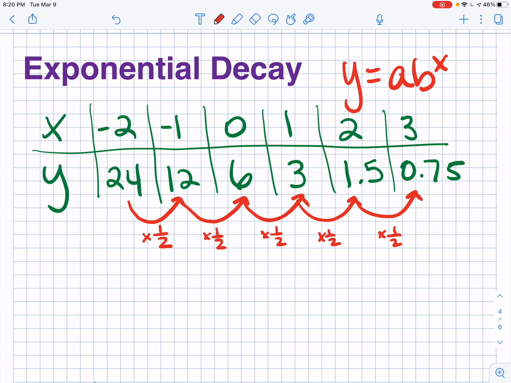Now, the other piece of information I need to write my rule is I need to look here and see when my x is 0, what's my y value? Because that's going to be the a value in my equation. So I would say y equals my initial value, which is 6, times 1/2 to the power of x. Awesome. Not too terrible. Let's take a look at another one.